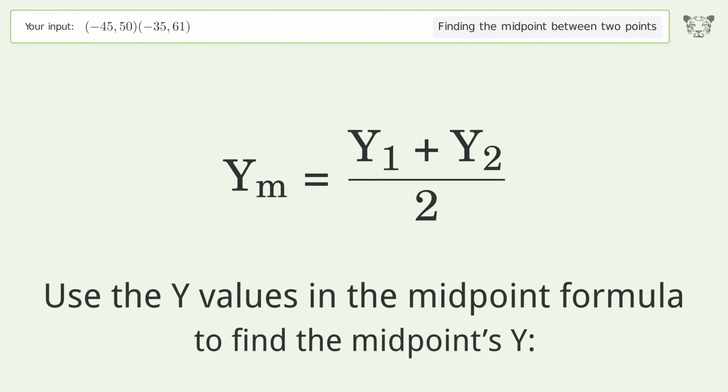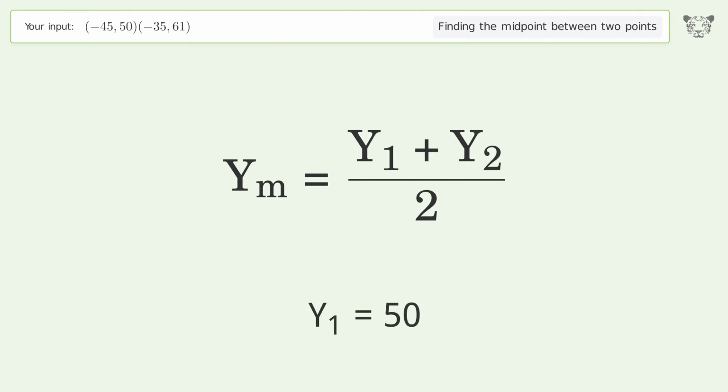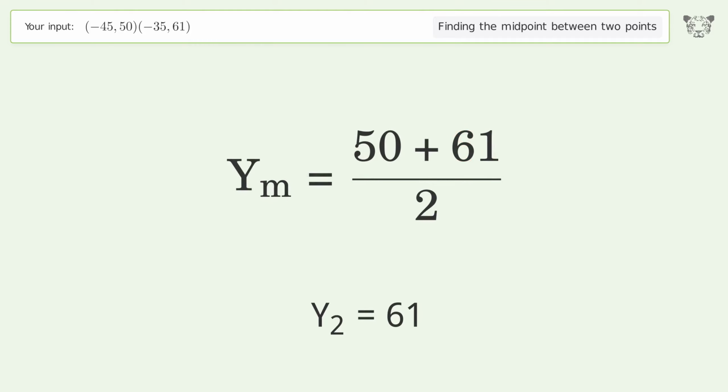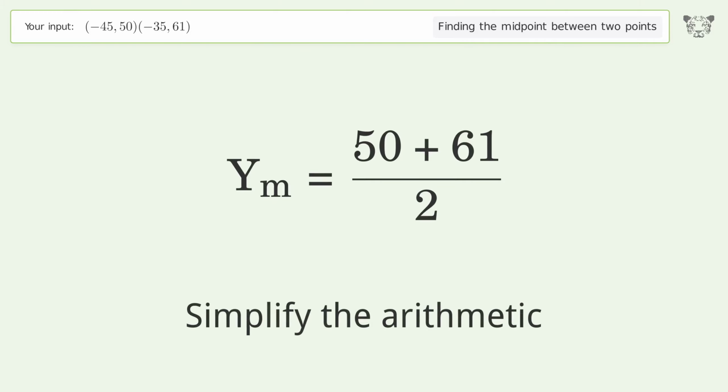Use the y values in the midpoint formula to find the midpoints y. y1 equals 50. y2 equals 61. Simplify the arithmetic.